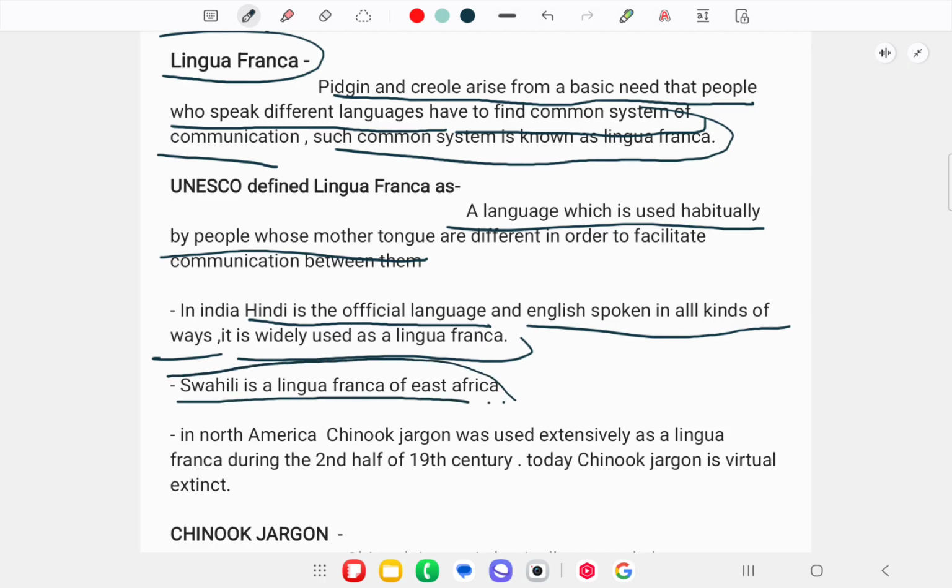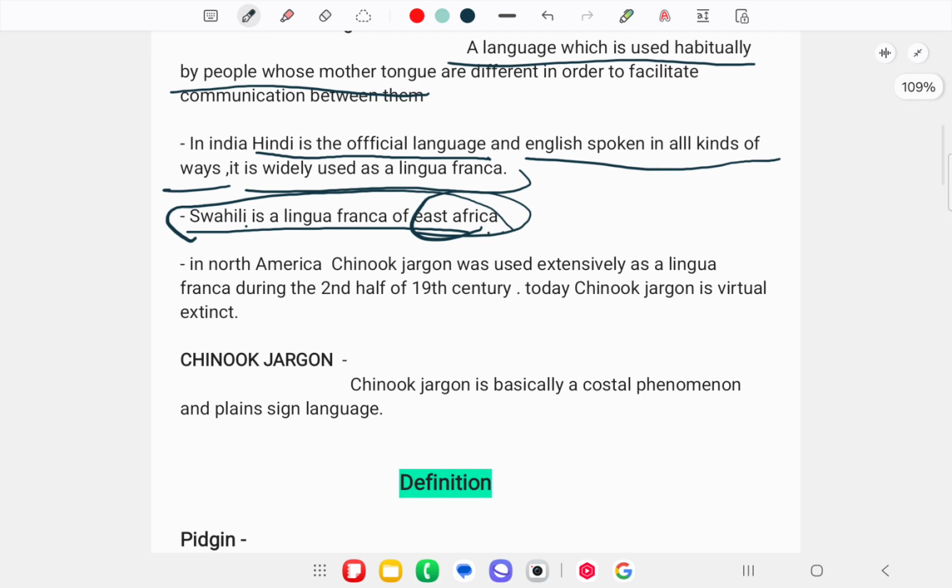This line is very important for the purpose of the NET and GET exams: Swahili is a lingua franca of East Africa. This question has been asked many times. Next, in North America, the Chinook jargon. At first, we should know what jargon is. Jargon is a technical or special word used by a particular group of people.